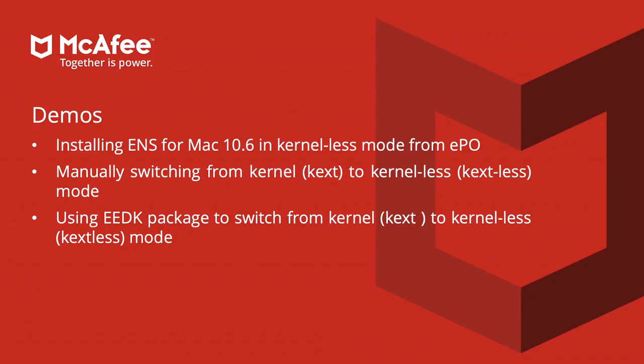As I said earlier, there are three ways to switch the product from kernel to kernel-less mode. First one is installing the ENS for Mac threat prevention product in kernel-less mode. Second one is using the command line method to switch from kernel to kernel-less mode on the macOS operating system. Lastly, using the EEDK package to switch the existing installed ENS for Mac product from kernel to kernel-less mode.